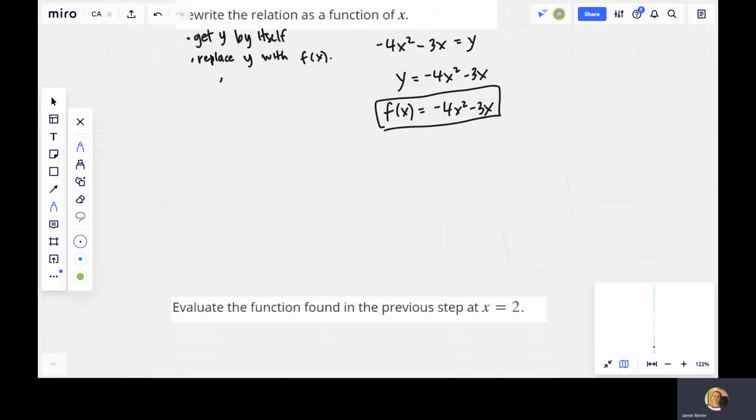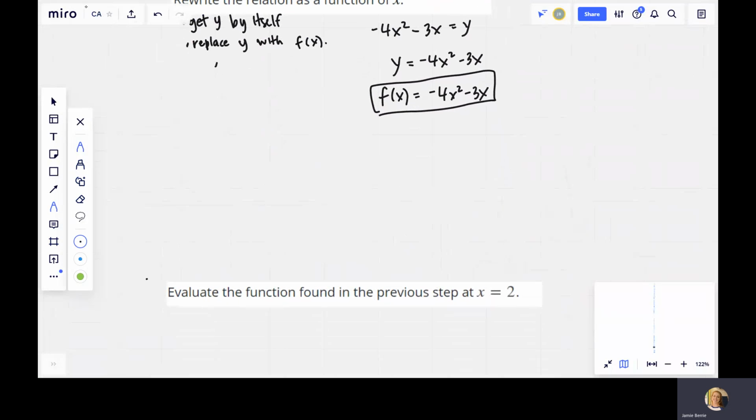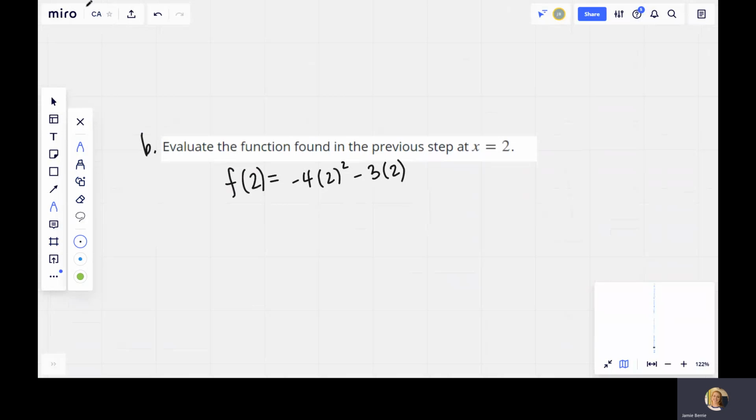I think this has a part 2. Yeah. Okay, it says, or this is like a part B, I guess. Evaluate the function found in the previous step at x equals 2. All right, so we're just going to take our function here. We're going to plug in 2. So we're going to replace that x with 2. We're going to do the same thing on the right. So that would be negative 4 times 2 squared minus 3 times 2. All right, so I think we can solve this in our heads, but you're welcome to plug it in your calculator. So this would be negative 4 times 4 minus 6. So that's negative 16 minus 6, which is negative 22.